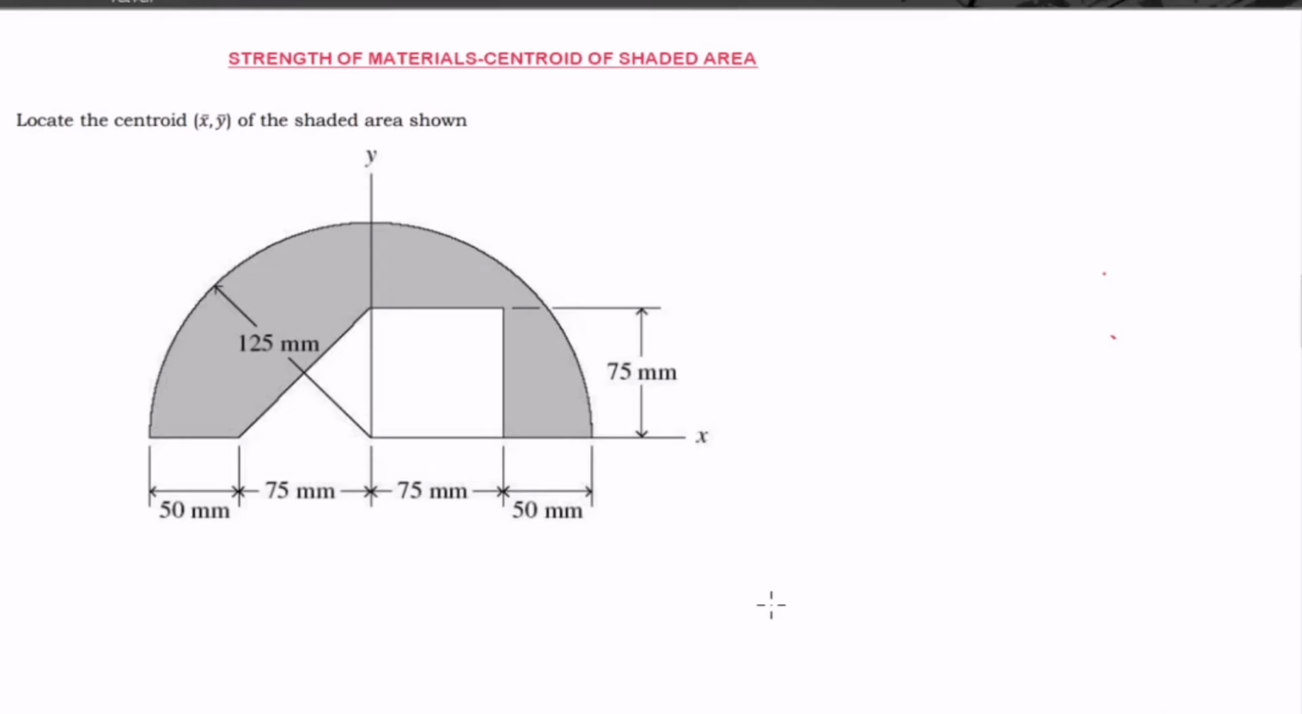In this video, we are going to look at the centroid of a shaded area. So in this question, we are supposed to locate the centroid of the shaded area shown. When you look at this area, we have this side being the shaded area, right? We are supposed to find the centroid of it, and this is our reference point.